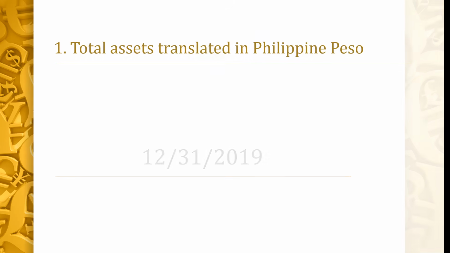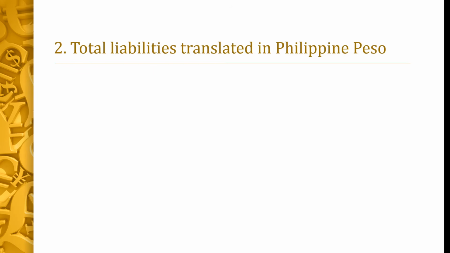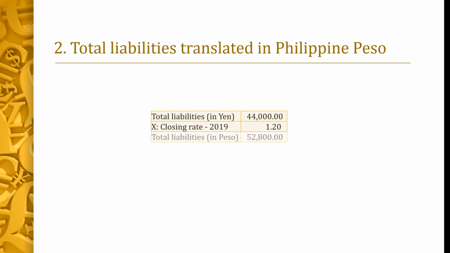Okay, first section muna tayo, December 31, 2019. How much is the total assets in Philippine peso? Total assets in Japanese yen, multiply that by your closing rate, 2019, 1.20. So, answer for number 1, 79,200. Number 2, total liabilities in Philippine peso. The same procedure. Total liabilities in Japanese yen, multiply by closing rate 2019, 1.20. So, our answer, 52,800.